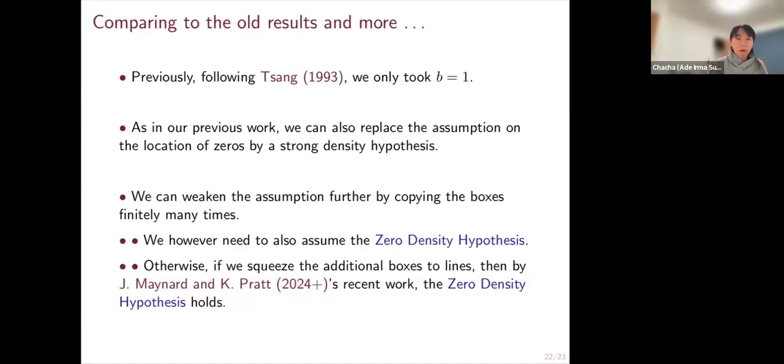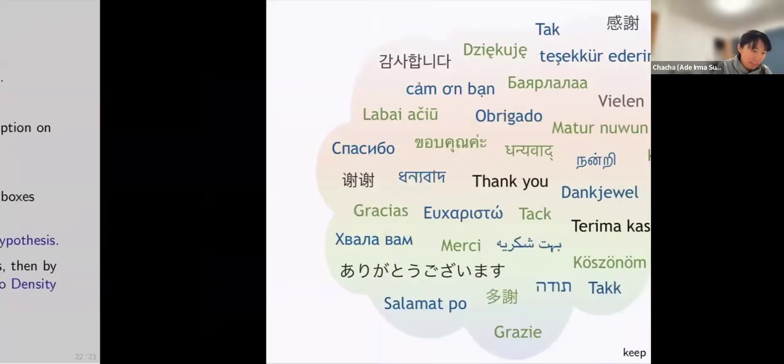We tried to copy our boxes, so our box to boxes. And then with their result, we can show that the zero density hypothesis holds. Therefore, if we squeeze our boxes to lines, then we just need to assume that zeros only lie on finitely many lines, and we have our results the same way.